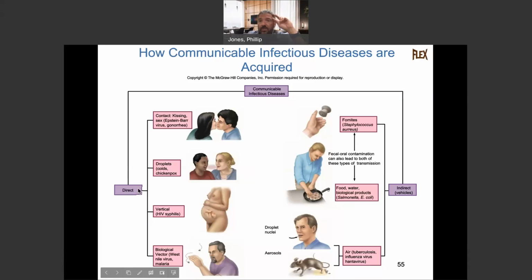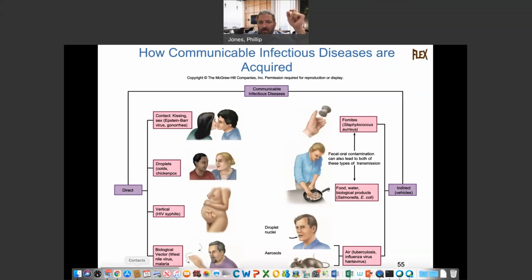Okay, so how communicable infectious diseases are acquired. I'm just going to show you direct and indirect. So these we're pretty much sure of. These we don't think about so much, right? So doorknobs, cooking, sneezing or sniffling or whatever. And then, you know, rodent urine or feces. And even if you're in an attic or basement, these rodents can urinate on certain things, it dries, and you could pick it up.